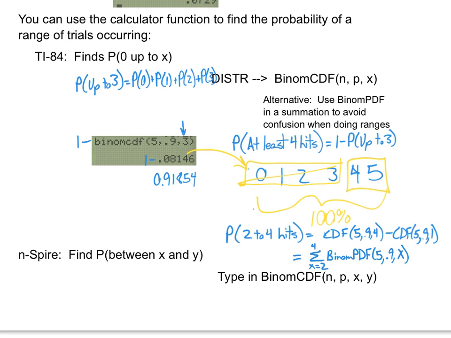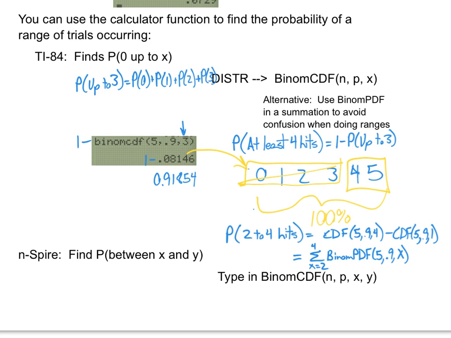And check out what this does. This is going to do the binomial PDF when x is 2, then the binomial PDF when x is 3, then the binomial PDF when x is 4, and it's going to add those up together. This is going to be a really easy way of doing that. And I want to show you how to do that here on the calculator. Let me get my calculator back up.